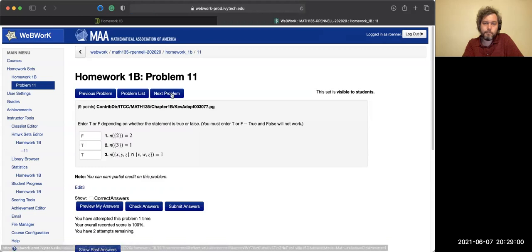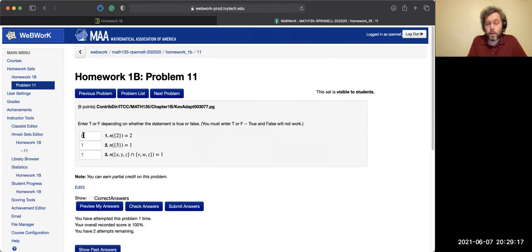Okay, this one we should talk about. Enter true or false depending on whether the statement is true or false. You must enter T or F. True or false will not work. Okay, the number of elements inside the set 2 is 2. Well, that is not true. I put false, but why did I put false? Because the number of elements in the set 2 is actually 1. There's only one element in there, okay?